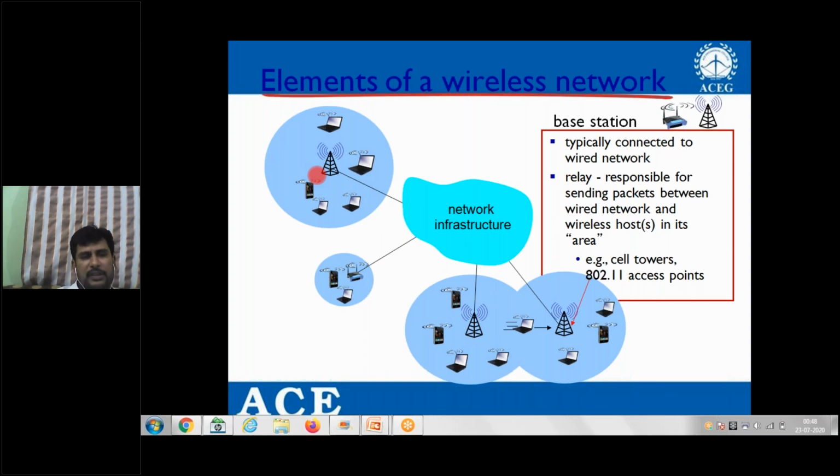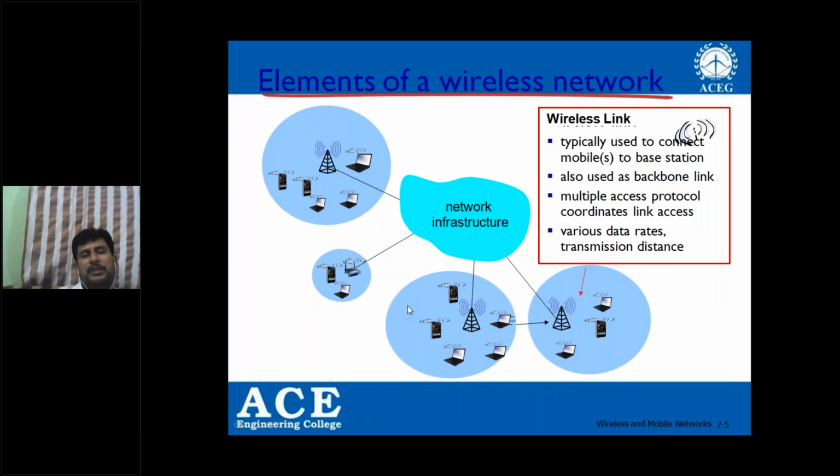So here the cell towers which have been indicated as base stations, you can also refer to them as access points. First we tried to understand what you mean by wireless host, and then what you mean by base station and what is its role. Okay. Now the third element in your wireless network is the connection between the mobile device or the wireless host and the base station. So the link between these two devices is referred to as a wireless link. So this is typically used.